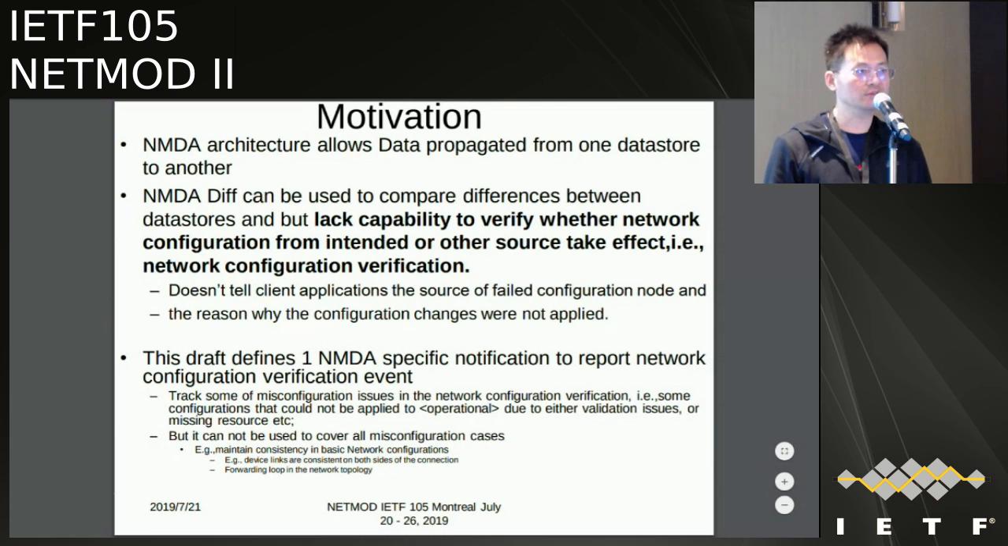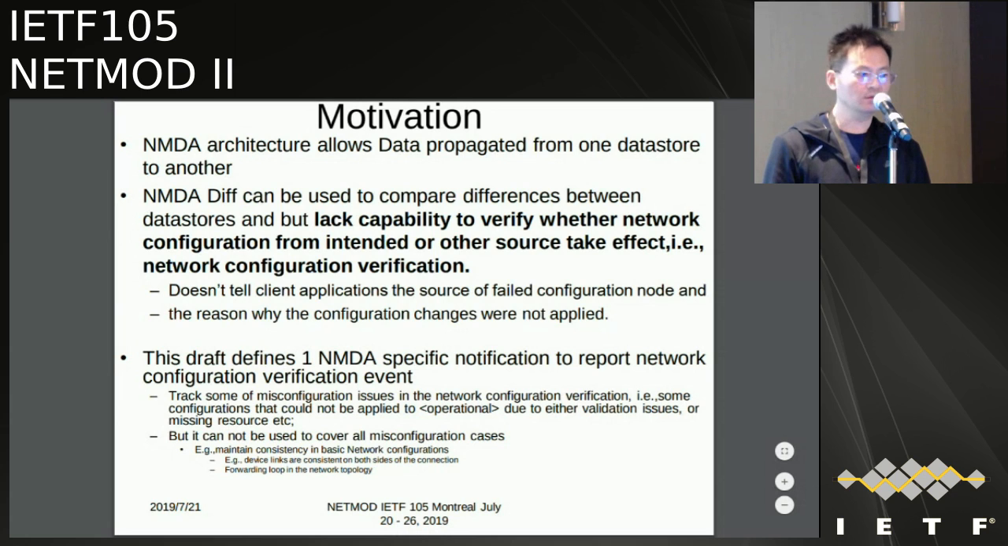The problem is NMDA diff right now can compare the difference between the data stores, but the limitation is they lack capability to verify whether network configuration from intent or other sources take effect. So the solution we propose is to define a notification to report this kind of network verification event to track these misconfiguration issues.